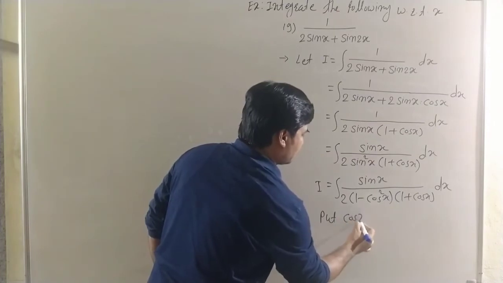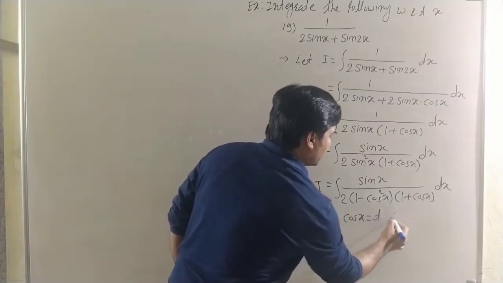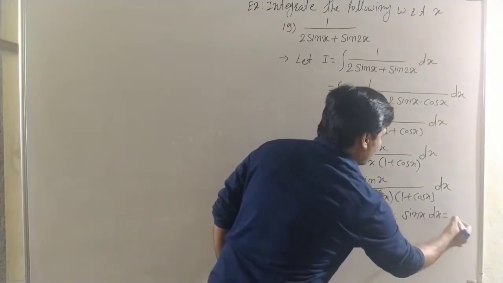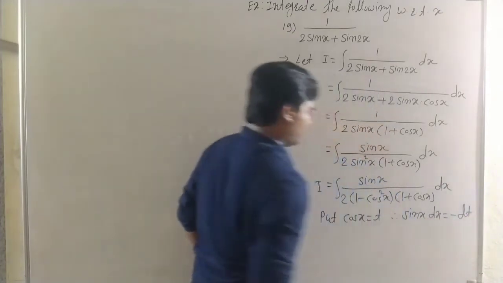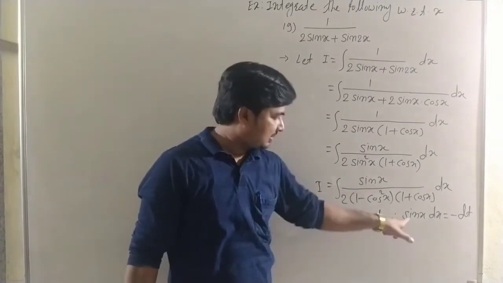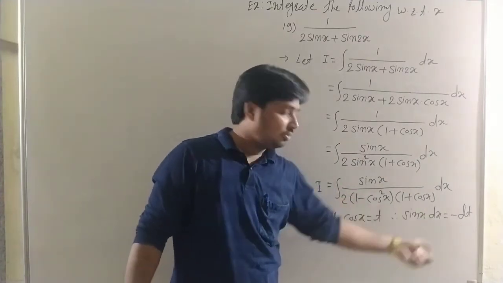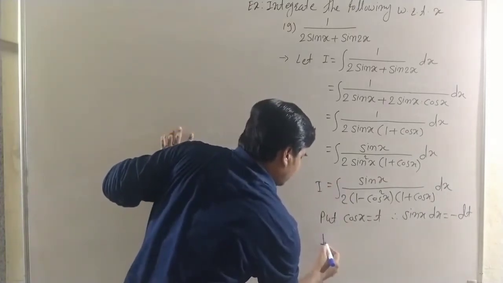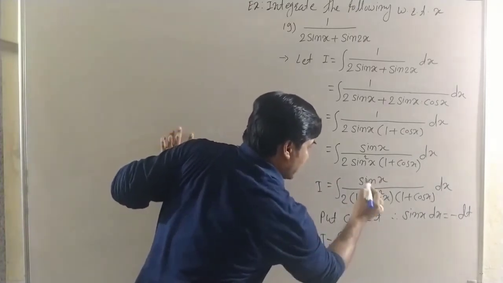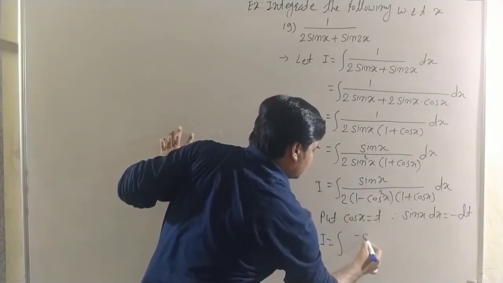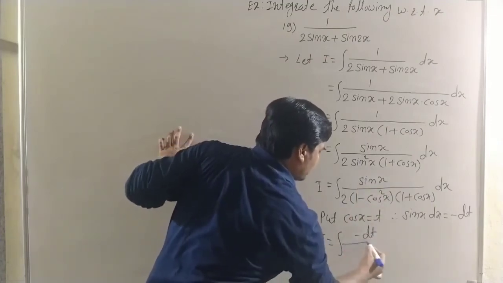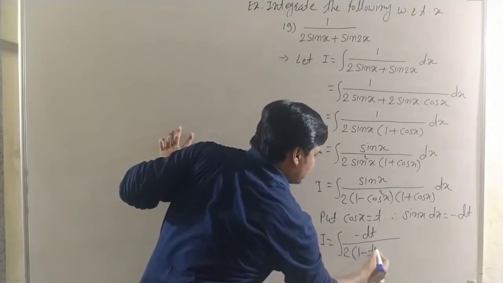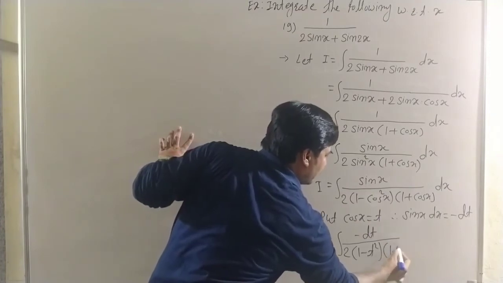And now here we put cos x is equal to t, and therefore sin x dx is equal to minus dt, because the derivative of cos x is minus sin x. Here we can write sin x dx, so minus can be in the RHS. Now the integral becomes, sin x dx is minus dt, that is minus 1 upon 2 into (1 minus t square) into (1 plus t).